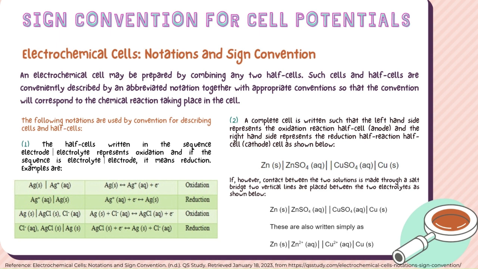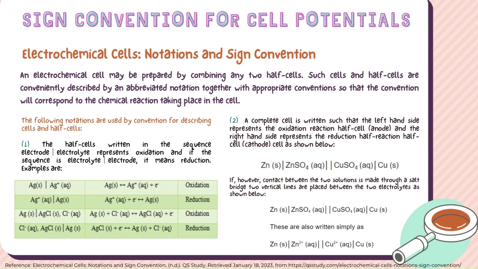First, for half cells, the sequence electrode | electrolyte represents oxidation, and the sequence electrolyte | electrode means reduction. Examples are shown here in this figure. You can see the oxidation and reduction.